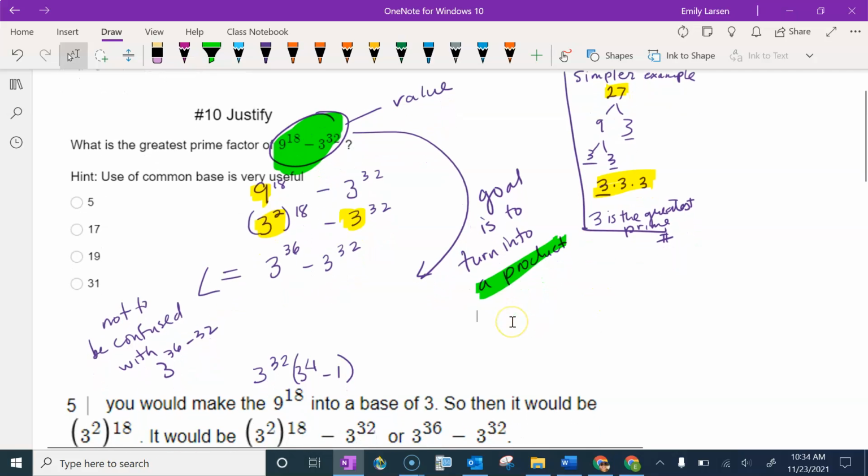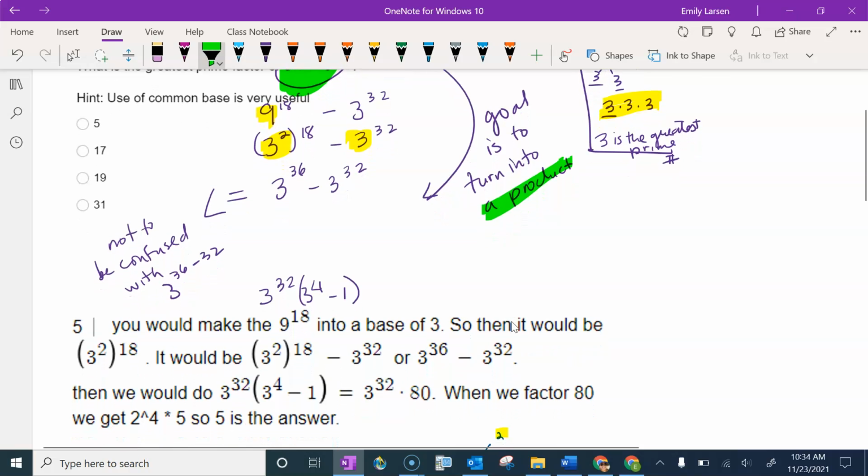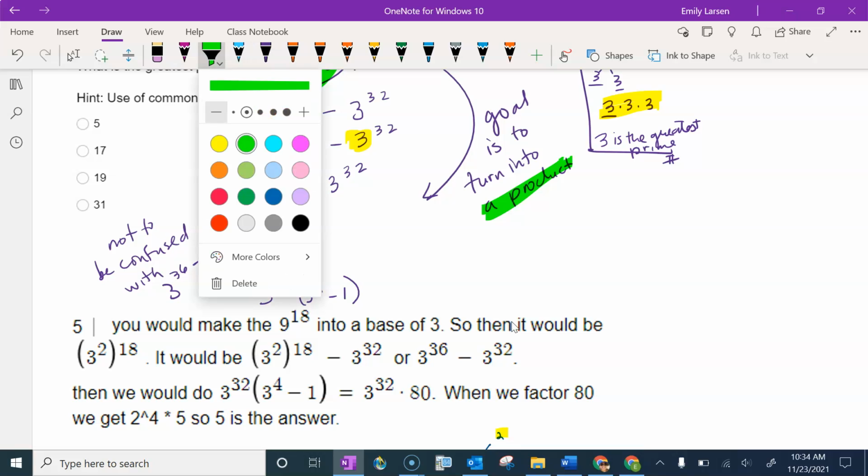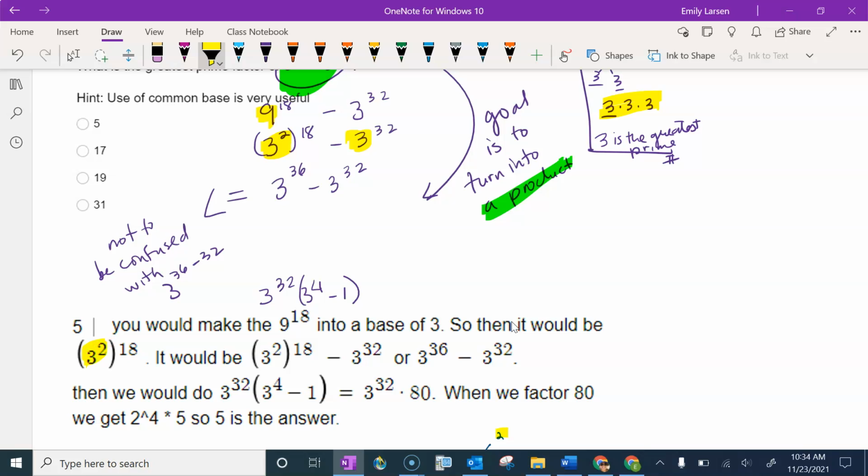So the student here at the bottom would make 9 to the 18th into a base of 3. So then it would be 3 squared raised to the 18th, right? Because we're just replacing 9 with 3 squared. That's what you would get for 9 to the 18th. And then this second term in your difference is already in base 3. So far you have this difference.